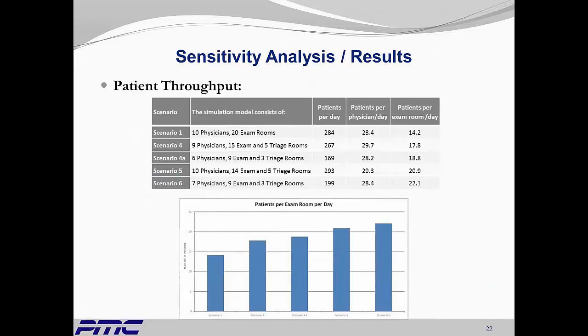So when we look at patient throughput per room or per physician per day, again we see that scenario number 6 provides the highest patient throughput per room per day. When we are making these comparisons, maybe I should have clarified that at the beginning, but because we're trying to understand the limits of the system, what we were doing was trying to push as many patients as possible through the system.